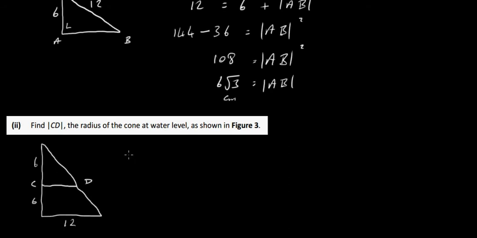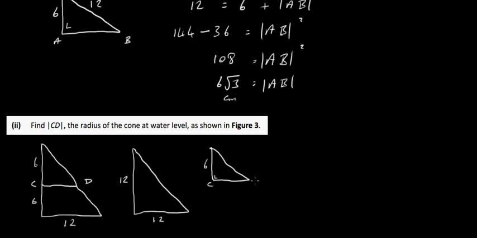Okay, so if I just split up those two triangles, I'll get something like this. So this is my large triangle, so that has height 12 and it has a radius 12 here. The little triangle will look like this. So that would be 6 here, and this is CD along here. So we know that these two triangles are similar because this is parallel to this here. So now I can just write down an equation where the sides are in proportion.